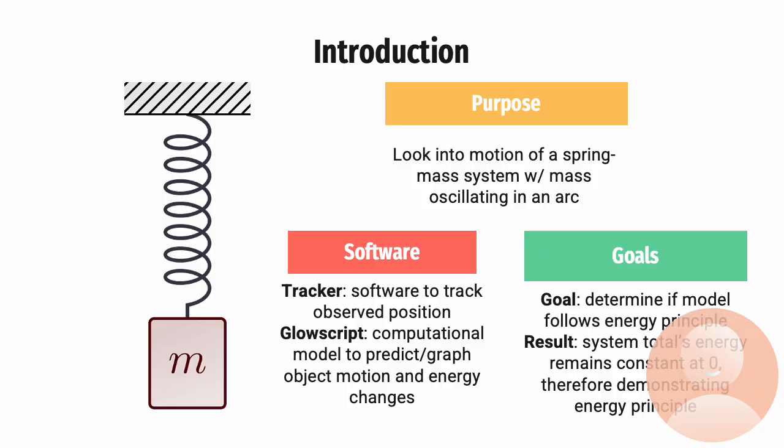So, the purpose of the lab is to look into the motion of the spring mass system with mass oscillating in an arc. And the software we're going to be using today is the Tracker software to track the observed position and the GlowScript to compute and predict the motion of the graph and energy changes. Our goal is to determine if the model follows the energy principle, and our result at the end is the system's total energy remains constant at zero and demonstrates the energy principle.